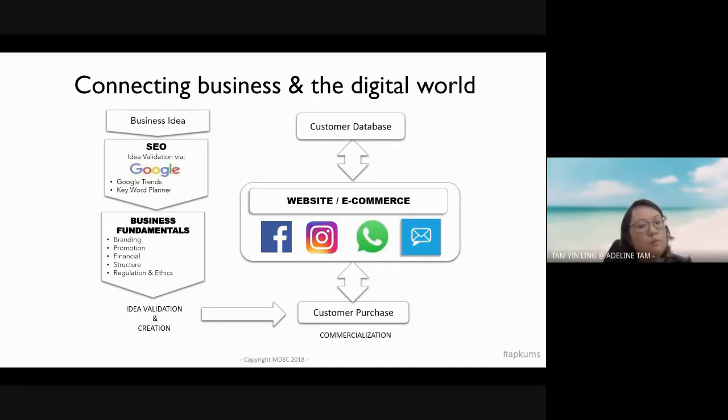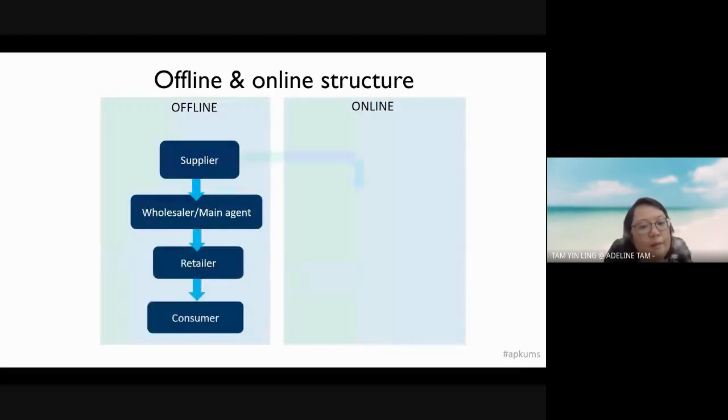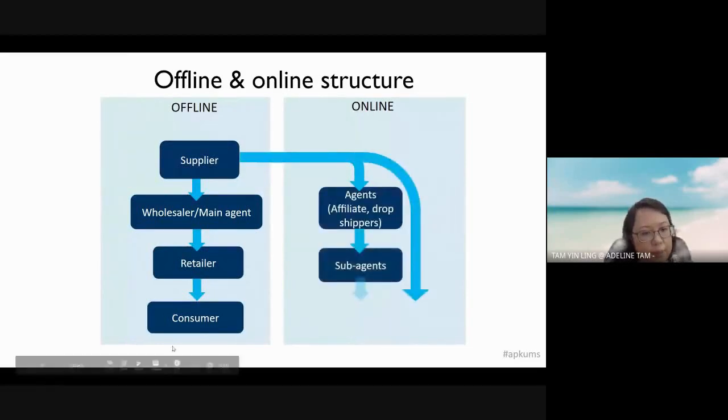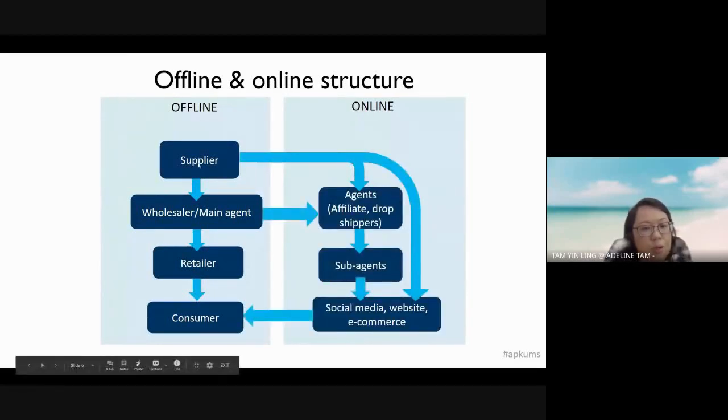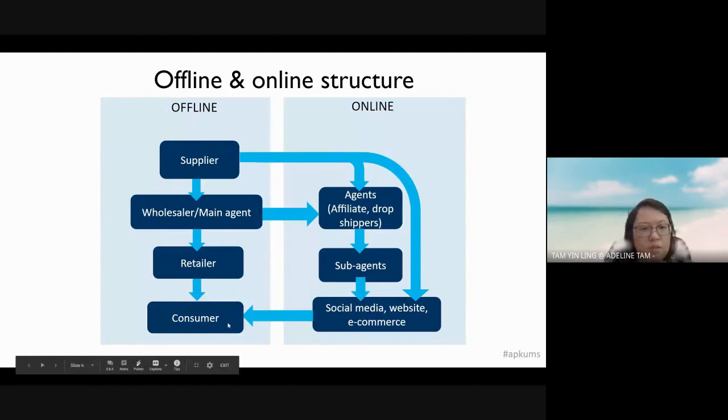And then we are also using many other digital platforms to help us, for example website and e-commerce, to do our business. And remember, when we are doing offline, this is the main structure. From supplier to wholesaler, the middleman, and then to retailer. Retailers are the shops, the supermarkets, before they sell to consumers. This is the very traditional way.